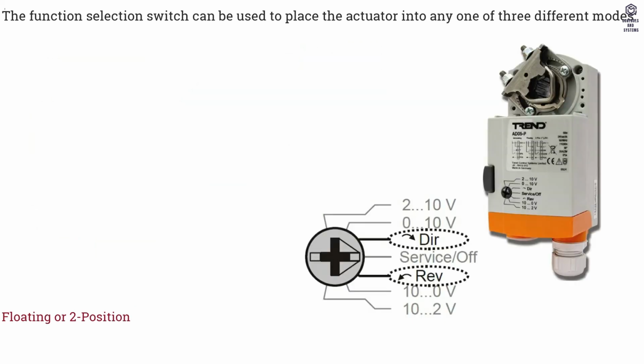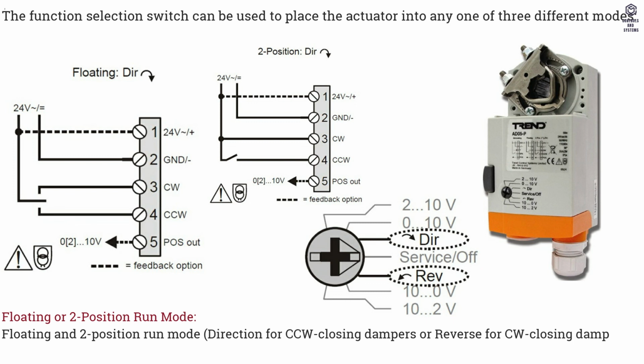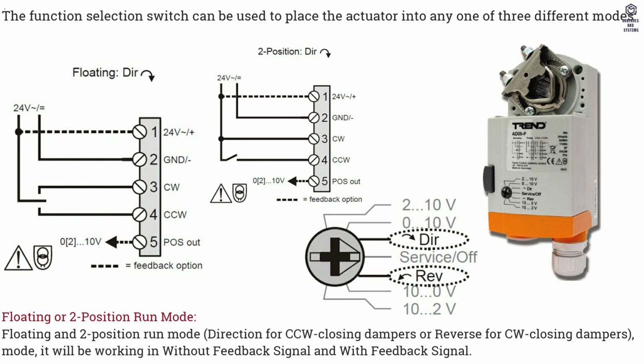Floating or 2-position run mode. Floating or 2-position run mode, direction for CCW closing dampers or reverse for CW closing dampers, mode. It will be working without feedback signal and with feedback signal.